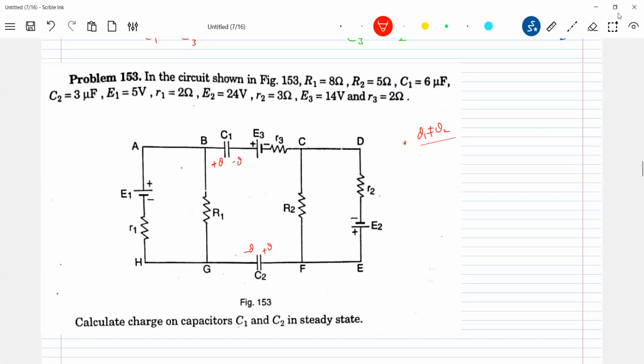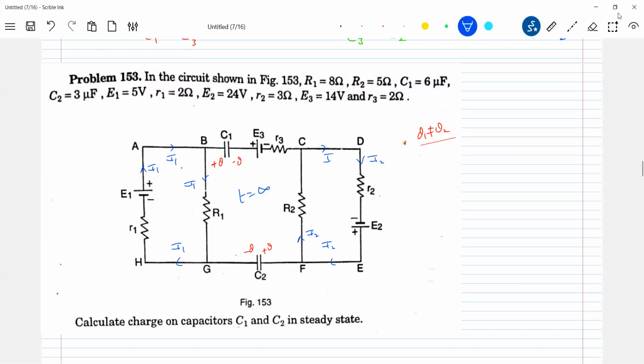But what was the question? At steady state, no charge will flow through the capacitor. So the current will be flowing only through this loop, no? Here I1, I1, I1, then I1. Then the current here, I2, I2, then this I2. Why no current in this capacitor C1? It's open circuit. Why no current in the capacitor C2? Open circuit. We are discussing at steady state again, not at t equals 0 or at any time t.